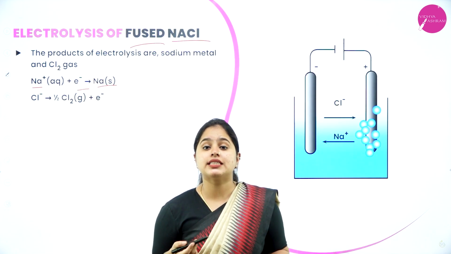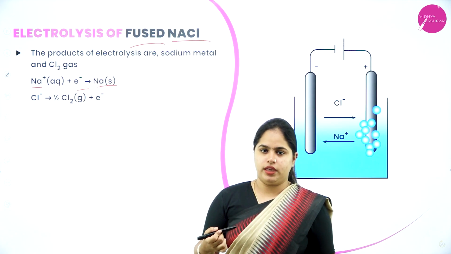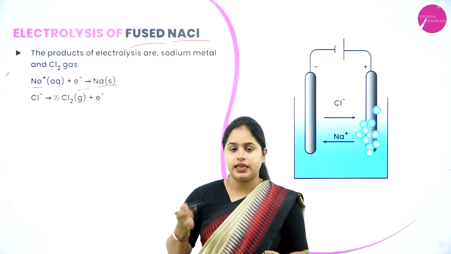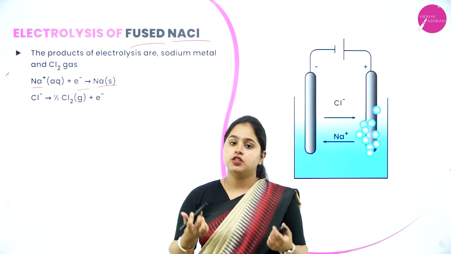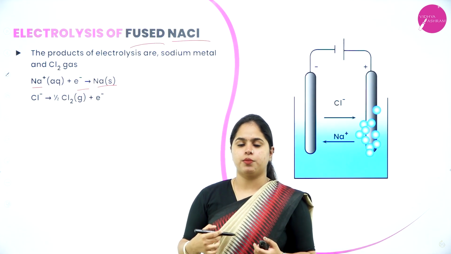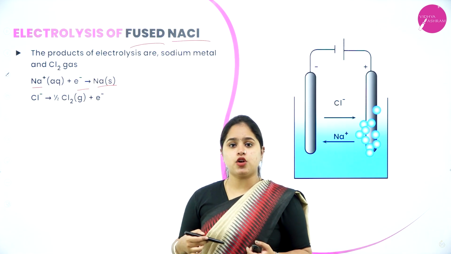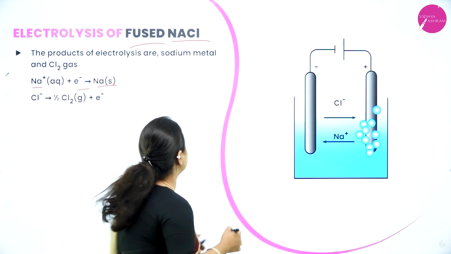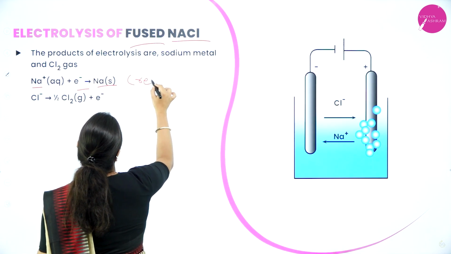It becomes, or it is deposited, as sodium in the solid state. So Na+ ions, which are in the molten state, accept electrons and solid Na is formed. Sodium solid is formed. So accepting electrons, what reaction is taking place? Reduction, right? So reduction is happening in the first reaction.